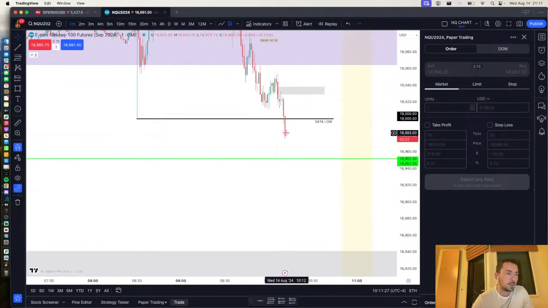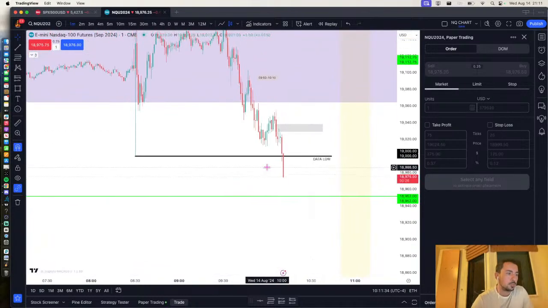Because that was a lot of strength. There was a displacement below this low. It's not like we just touched and then immediately rebalanced, right? So that tells me that we're probably going to go lower here.